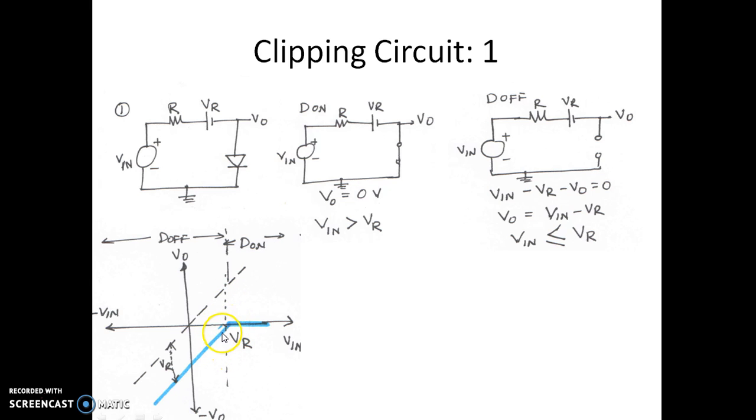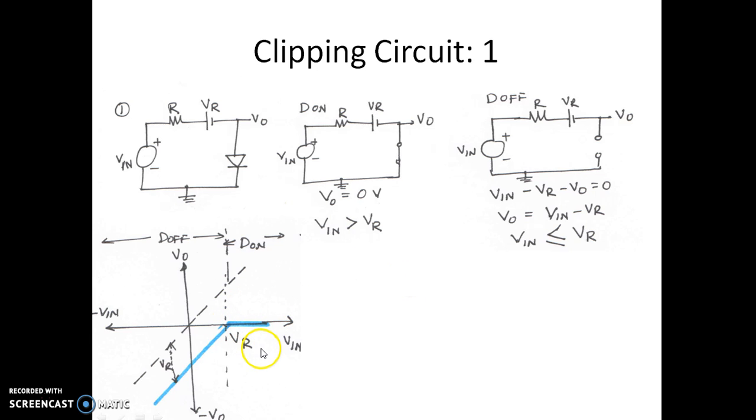We have written this because the x-axis represents the input voltage: any input voltage more than VR, the diode is on, and any voltage less than VR, the diode is off. This shows the condition of the diode corresponding to the input voltage with respect to VR. We know from the expression that when the input voltage is more than VR, V naught is 0, so this is the corresponding output voltage.